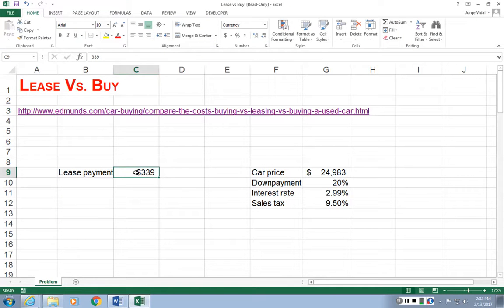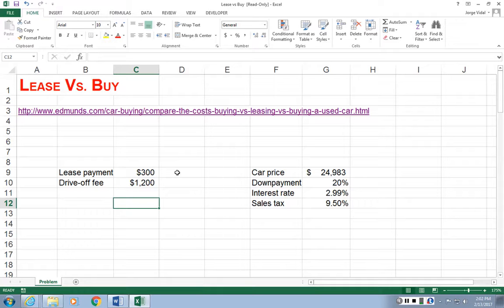And lease payment, we said was going to be 300, right? And then drive-off fee, which is basically taxes and things like that. So 1,200.